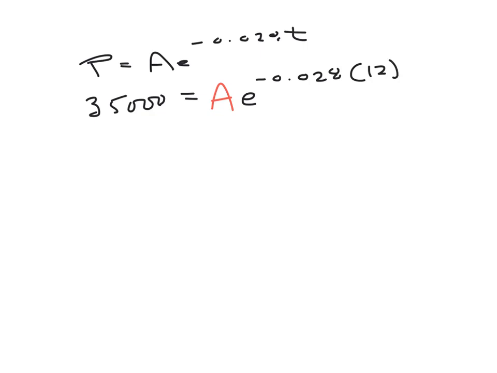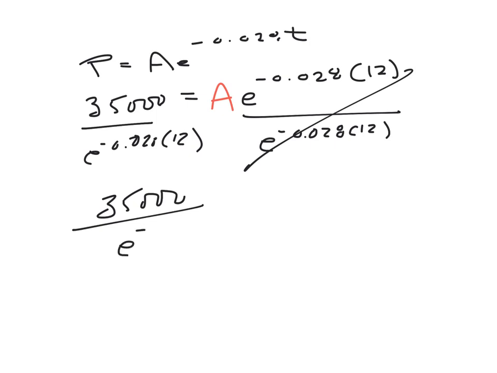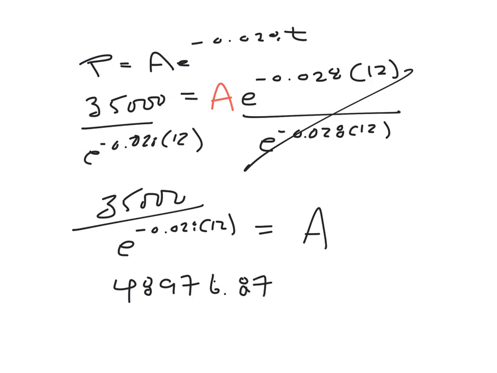So this is just an algebraic equation where you're solving for A. To solve for A, obviously you divide both sides by the number that's next to A. Those are going to cancel out, and you're going to be left with 35,000 divided by e to the power of negative 0.028 times 12, which is going to end up being 48,976.87.